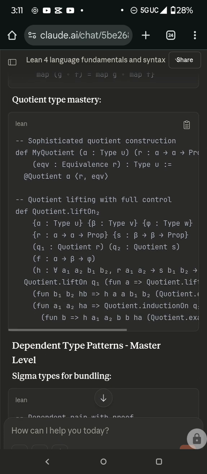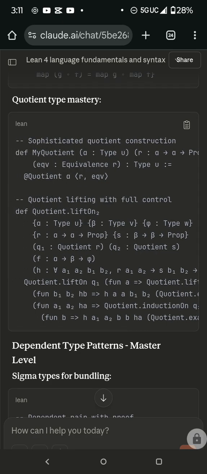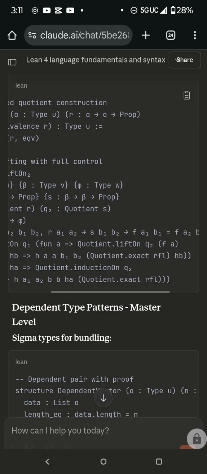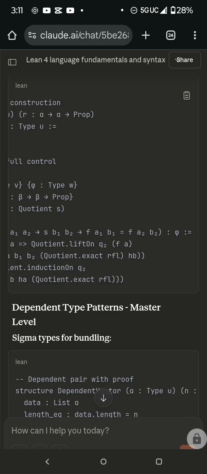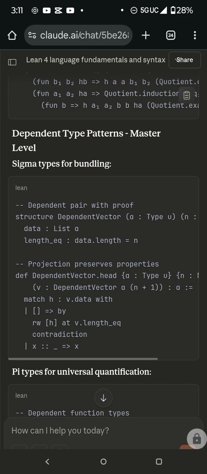For now, we continue: quotient type mastery, sophisticated quotient construction, defining my quotient like this, and like this, quotient lifting with full control, further definition, and structuring something like this. How could this be useful for us? Might be useful indeed. Onwards, dependent type patterns, the master level.